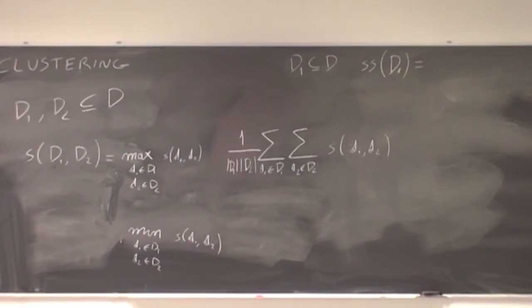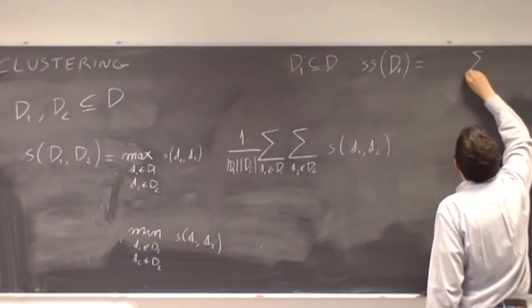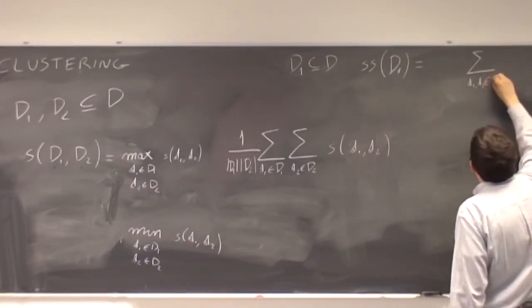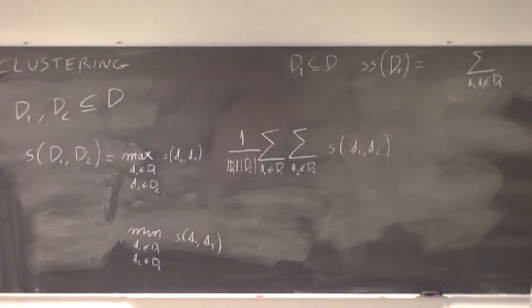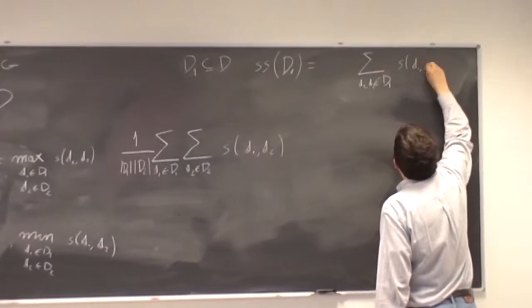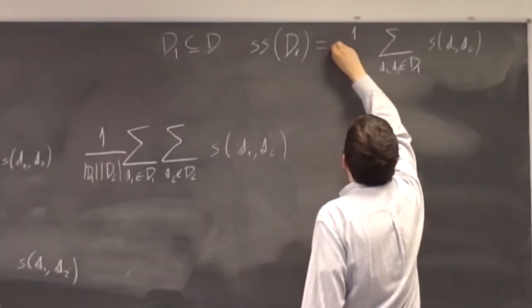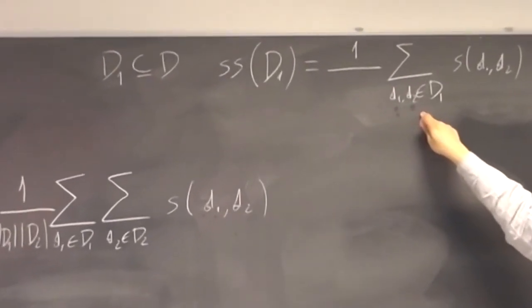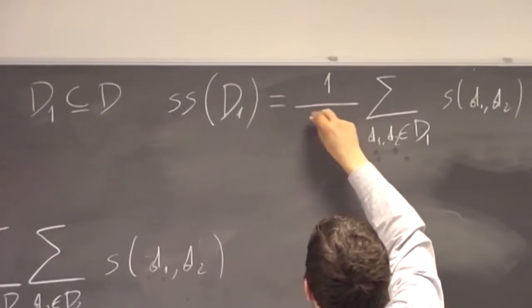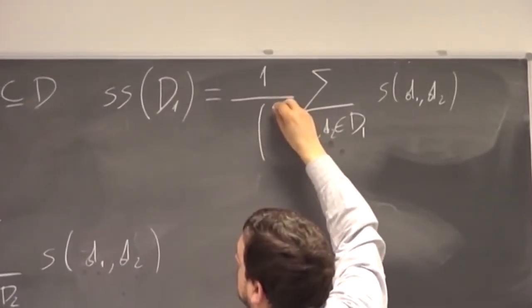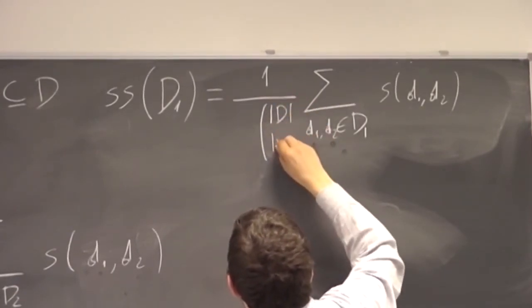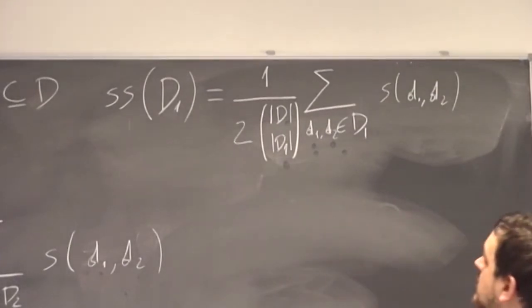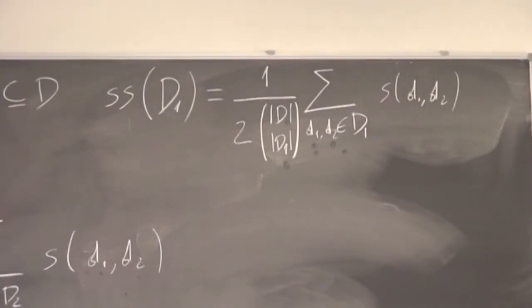So in this case, we take the sum for all pairs of elements D1 and D2 in the set D1, and divide it by the number of possible pairs of elements D1, D2, which is, in this case, let's say, the number of elements in D1 choose two, because I'm considering every pair twice in this case.